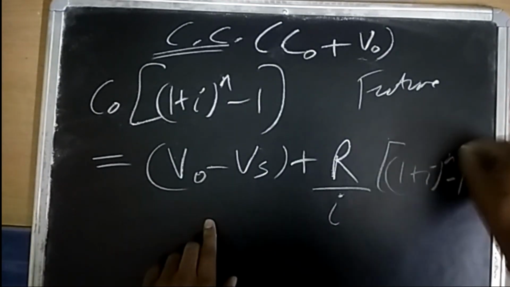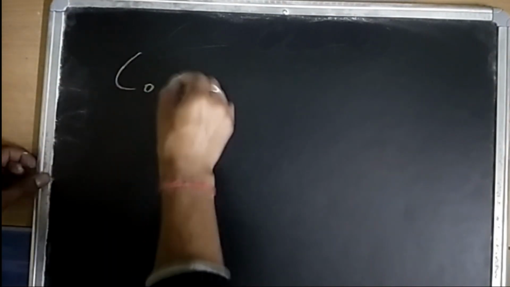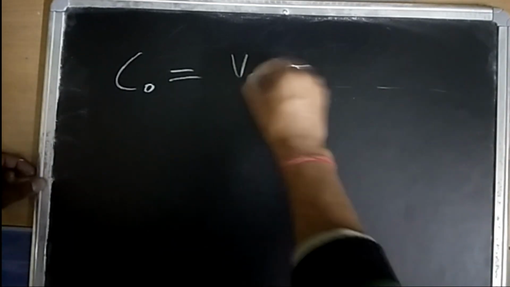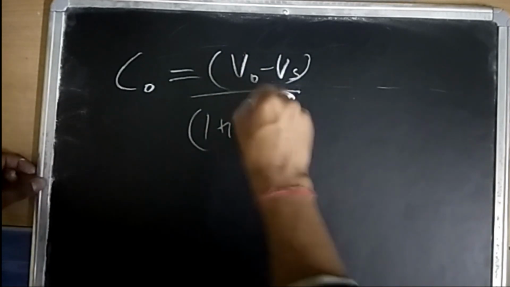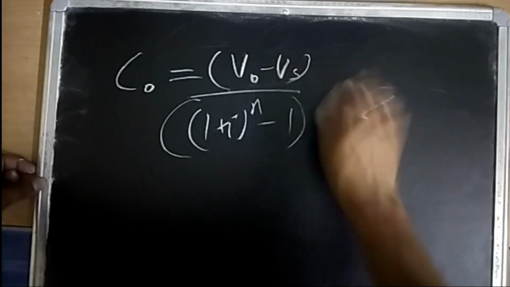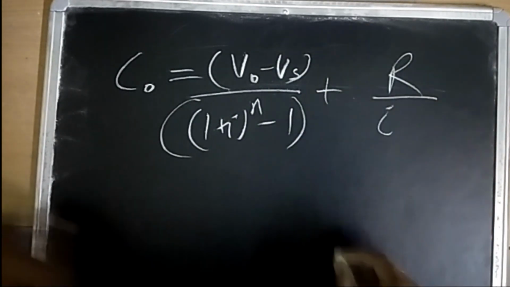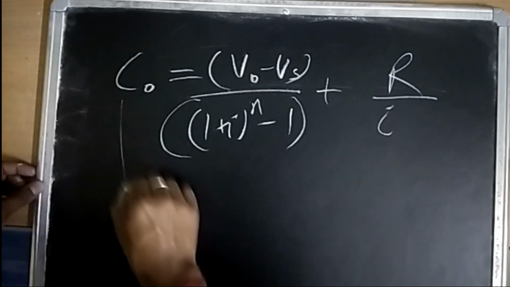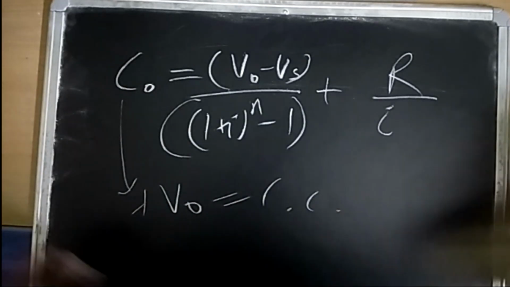Okay, so this is the whole formula, and let me write it in a total way. So finally you can find out this C naught as some expression. Okay, let me write the expression. V naught minus Vs divided by (1 plus I) to the power n minus 1, plus R upon I. Okay, this is C naught, and with C naught, if we add V naught, it is capitalized cost. Okay, so this is how we can compare.